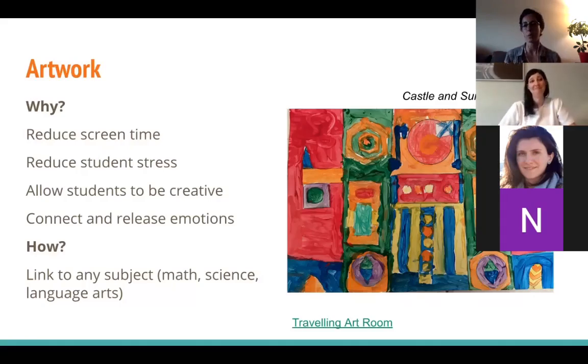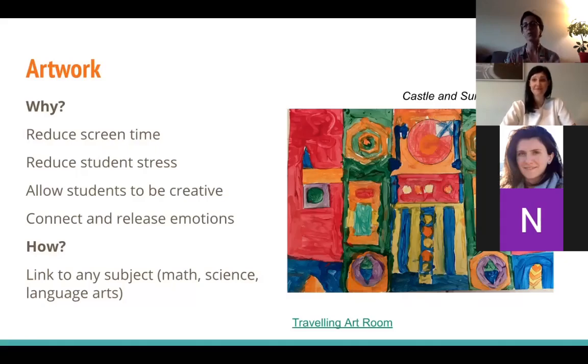So why do we want to do more artwork in our classroom? That sounds very naive in a lot of ways. Let's do more art, but it's quite important. Art education has been shown to increase self-confidence. It actually increases students' social skills as well as their metacognition. Now, in this blended environment, it also reduces the screen time aspect, which I know is a huge topic with so many educators and parents.